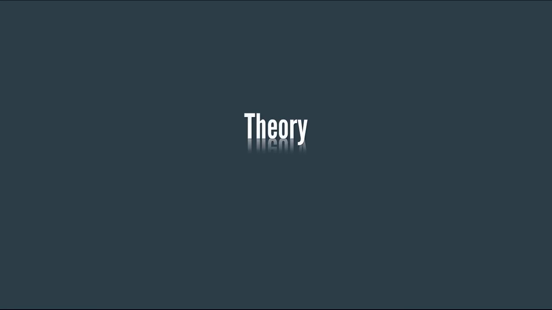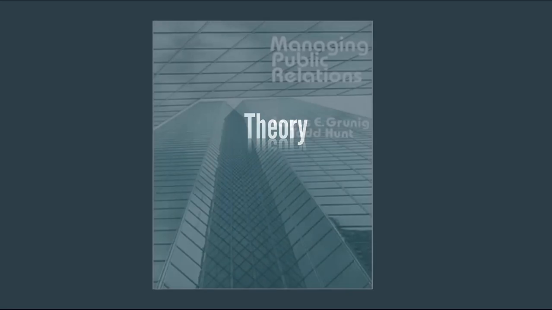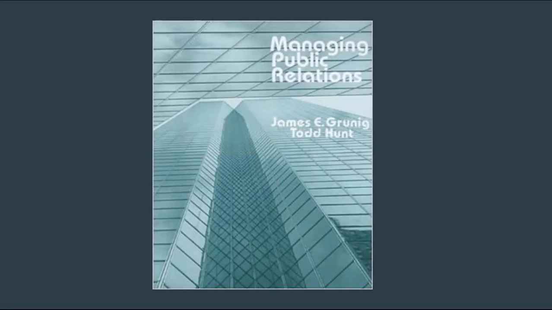Now that we've given a brief history and explanation of PR, it's worth explaining the theory of PR a little deeper. In 1984, James Grunnig and Todd Hunt published the 4 models of public relations as part of their book, Managing Public Relations. The model describes the different forms of communication between an organization and its publics.